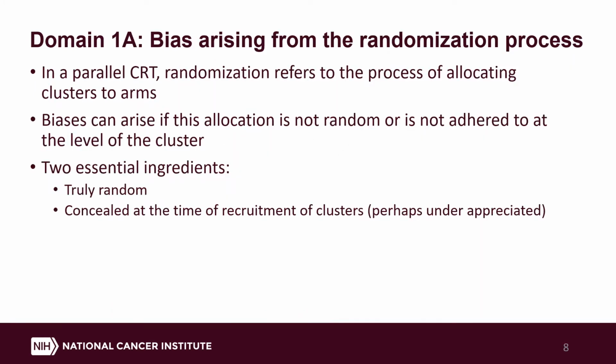So first of all, domain 1A. So this is bias arising from the randomization process. So in a parallel cluster randomized trial, randomization refers to the process of allocating clusters to arms. Now, biases can arise if this allocation is not truly random or if it is not adhered to at the level of the cluster. Now, there are two essential ingredients for randomization to work. Firstly, it has to be truly random, and secondly, it has to be concealed at the time of recruiting clusters. And this ingredient is probably underappreciated.